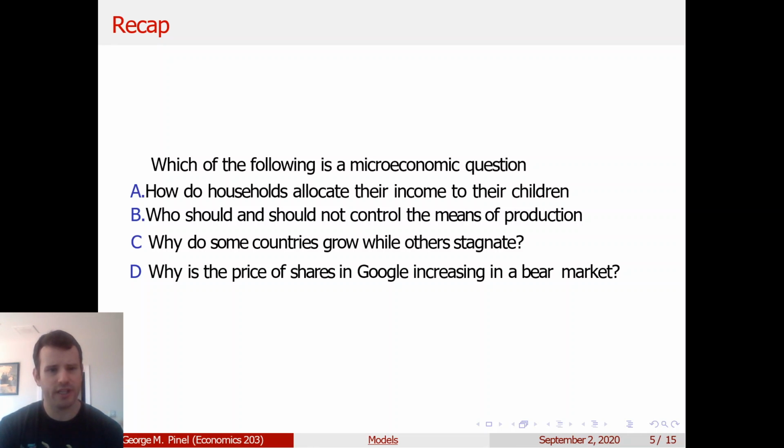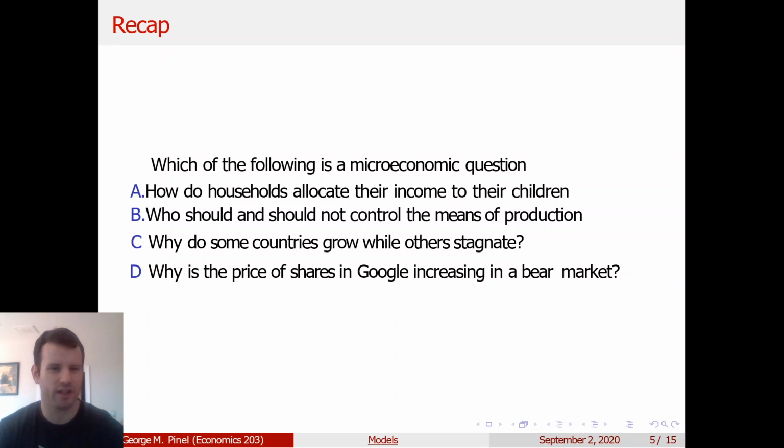And then finally, D, why is the price of shares in Google increasing in a bear market? So this can be a micro question if you kind of look at it the right way. But I think this is more of a finance question. It's dealing with Google stock in a particular market setting.